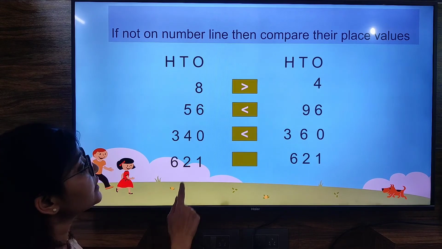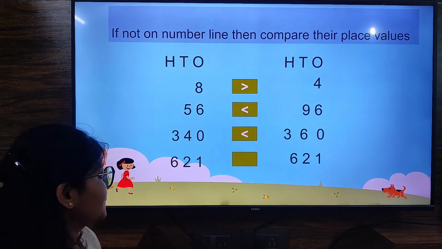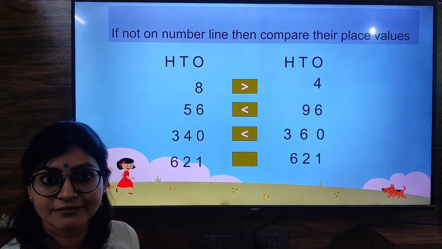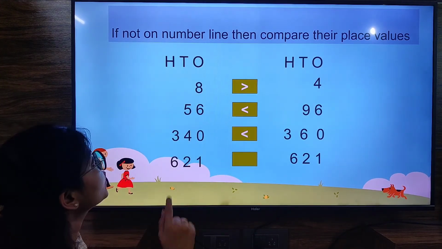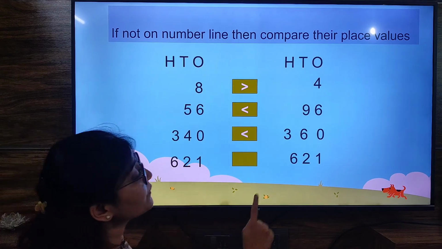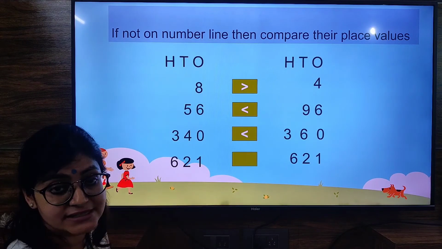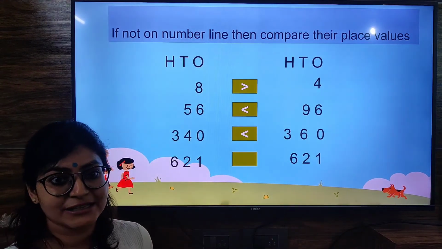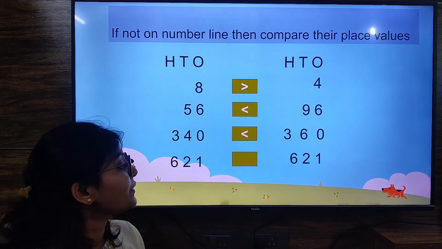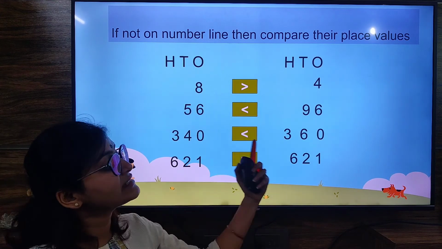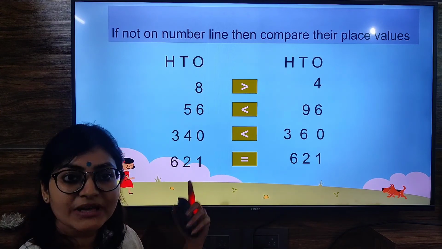Now our last numbers, 621 and 621. Let's compare them. Okay, at the ones place we have 1 here and we have 1 here as well. Now let's compare the tens value. In tens we have 2 here and here also we have 2. And at the hundreds place we have 6 and here also we have 6. So at all the places, all the digits in both these numbers are the same. It means this number is equal to this number and this number is also equal to this number.